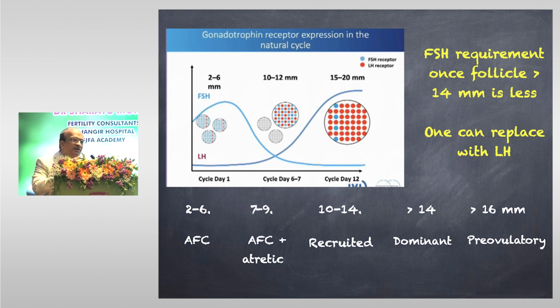Will it depend on the LH in the earlier part also? Let's understand that a little further. And these are our ultrasound demarcations. 2 to 6 is your antral follicle count. 7 to 9 is antral follicle count plus some atretic follicles.